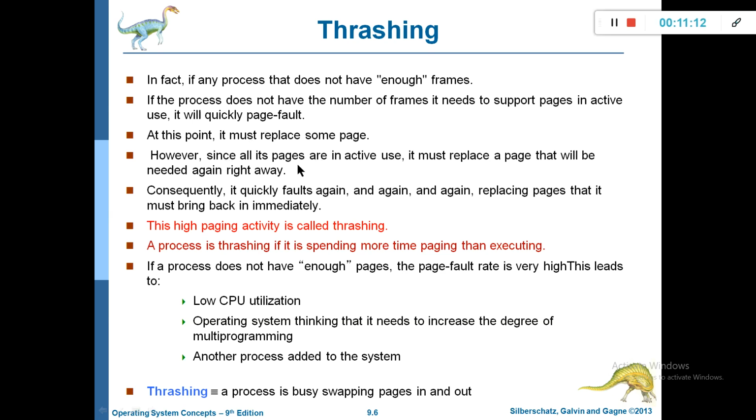However, since all its pages are in active use, it must replace a page that will be needed again right away, and consequently it will quickly fault again and again and again, replacing pages that it must bring back immediately. And this paging activity is called thrashing here. So thrashing means a process is busy with swapping pages in and out. Its CPU utilization is low, and the process is busy with swapping pages in and out due to a page fault.